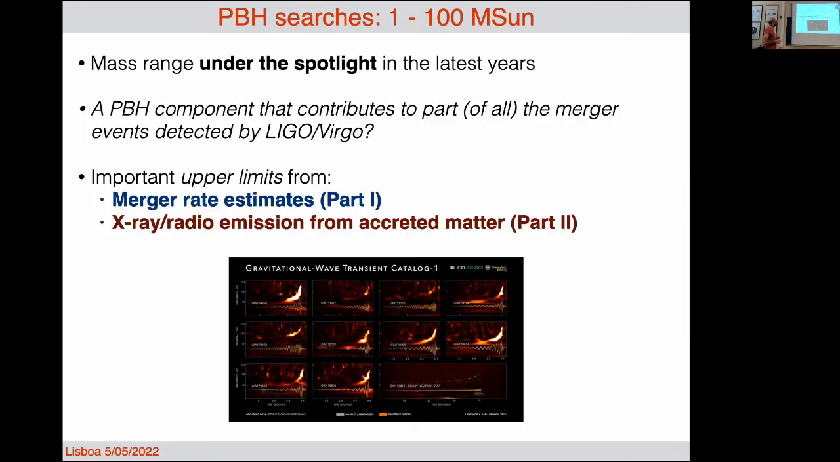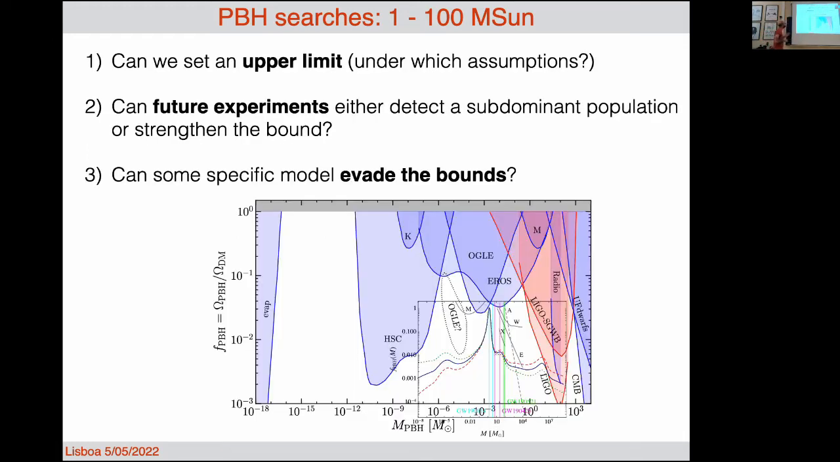So this is the region I would talk about, and these are the two avenues towards detection that I would like to discuss: the merger rate, in particular the merger rate at high redshift, as a possible avenue towards detection, and then X-ray radiation from accreted matter. So yeah, let's start.